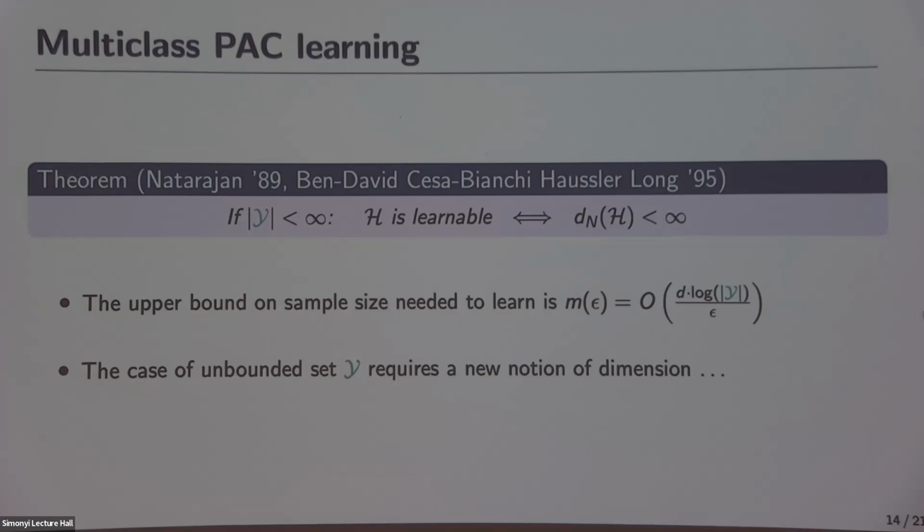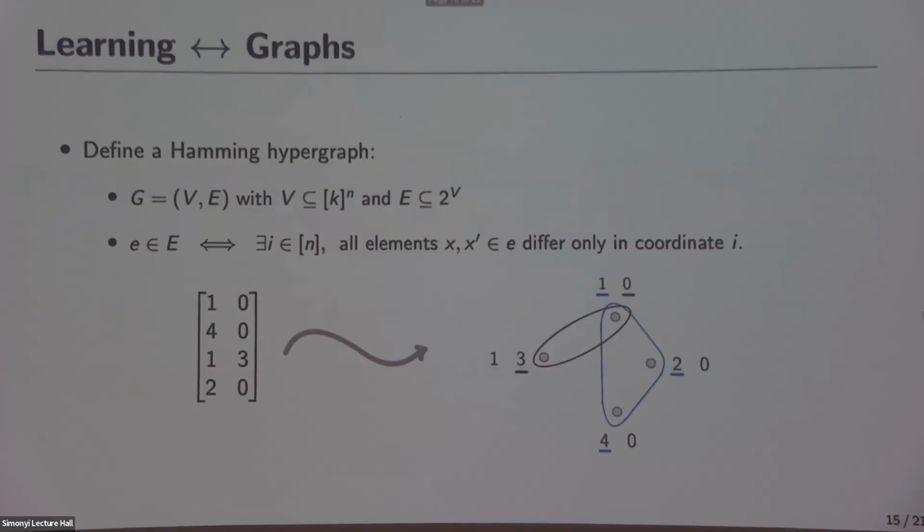So for this, we will turn to another representation of our hypothesis class. For now, just imagine our matrix from before, but now it's just a finite matrix. And I will describe how to represent it as a graph or a hypergraph. The nodes of this graph would be the rows of the matrix.